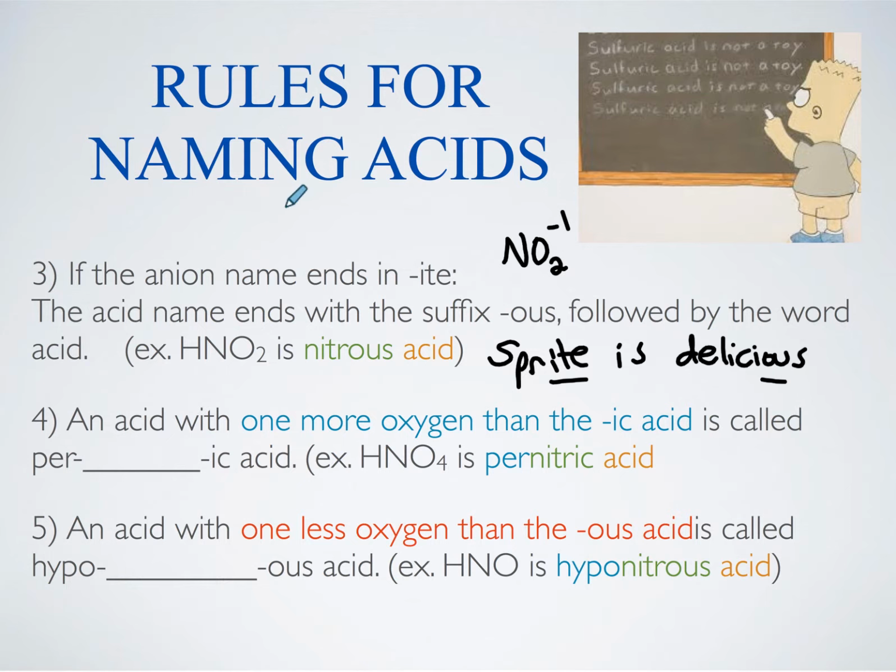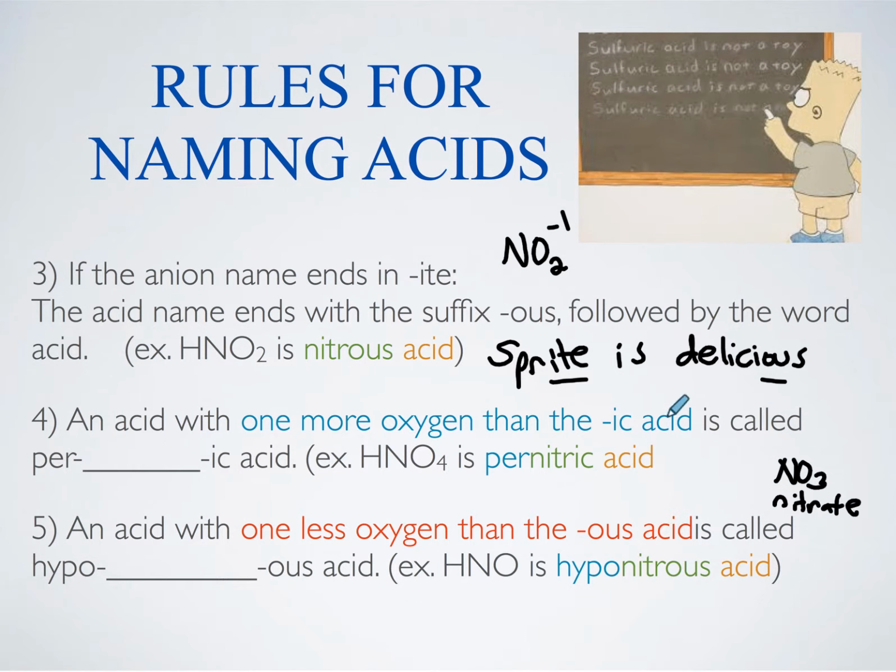Now those are the main three that we're going to use most of the time, but you could also run into situations where you have an extra oxygen compared to the ATE ending, or one less oxygen compared to the ITE ending. So we know that NO3 was nitrate. So what would we do if we ran into something which was NO4? The prefix of per here shows us that we have an extra oxygen compared to this. So NO4.